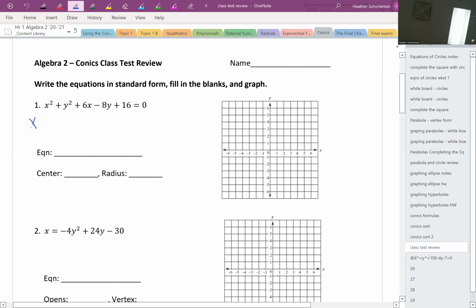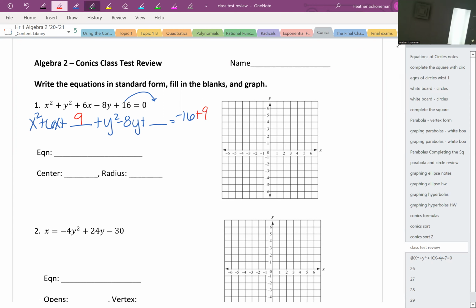So we're going to group the x's. So we have x squared plus 6x plus blank. Then group the y's, plus y squared minus 8y plus blank equals. And the 16 is going to go to the other side, so it becomes negative 16. Now we need to fill in the blanks. Half of 6 is 3, 3 squared is 9. So to keep it balanced, I'll put 9 over there. Half of 8 is 4, 4 squared is 16. And to keep it balanced, I'll put 16 over there.